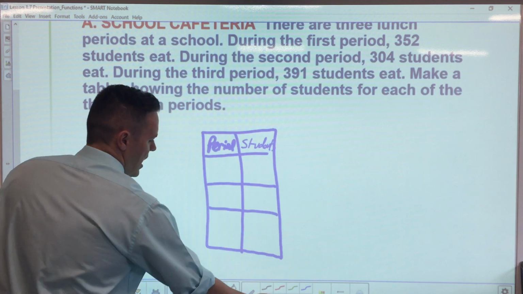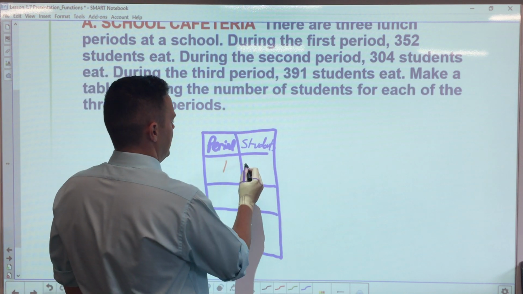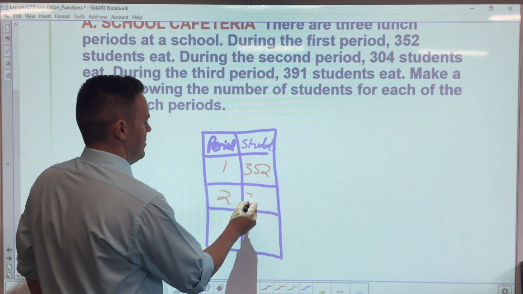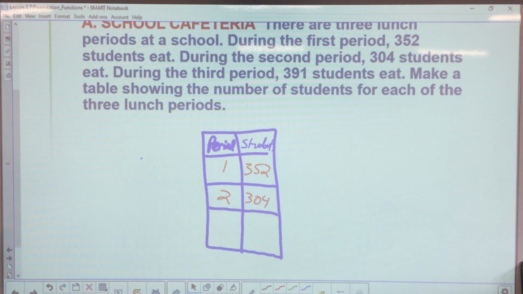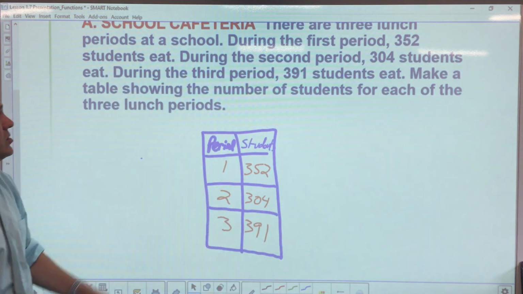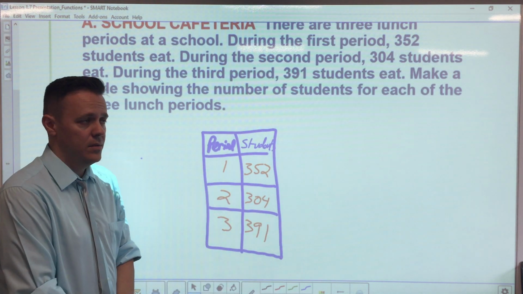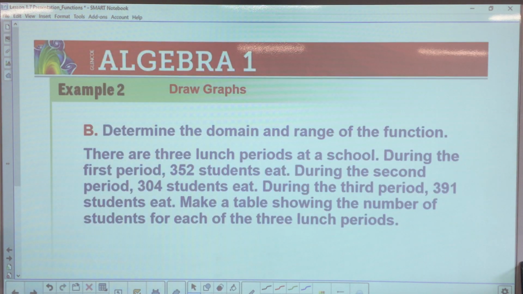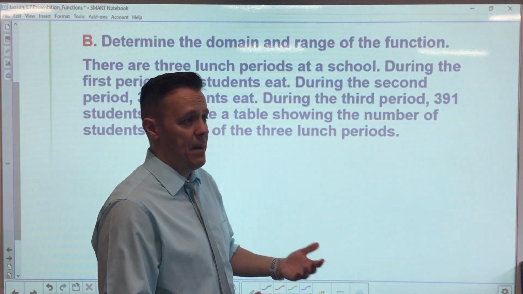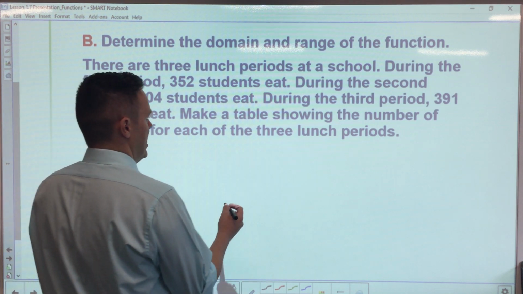It says on the chart up here, during the first period, there are 352 students. During the second period, there are 304. And finally, during the third period, there are 391. Make a table showing the number of students for each of the 3 lunch periods. Here's your table. Now, determine the domain and range of the function. What's the domain and range? You can do the mapping process, or you can just use the table that you just created and understand what you're doing.